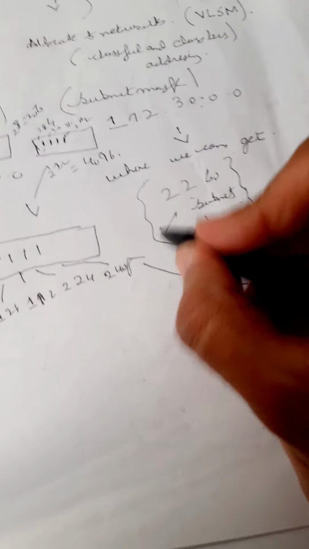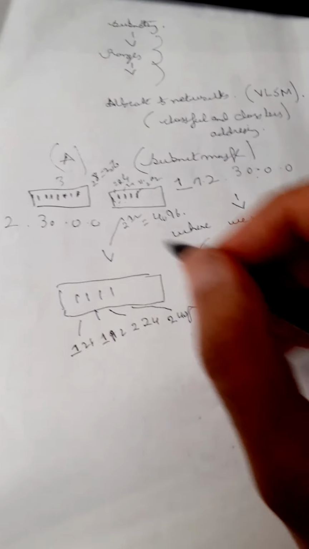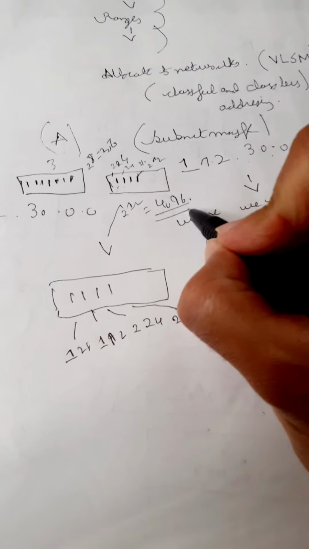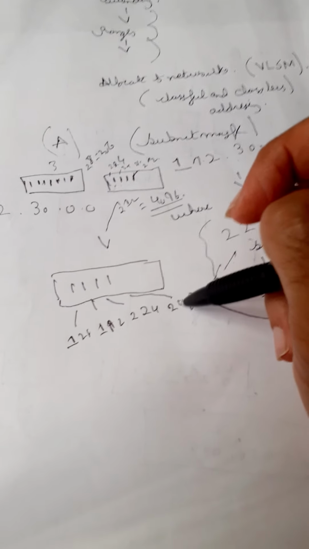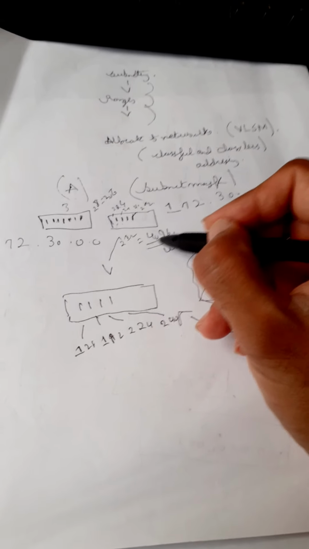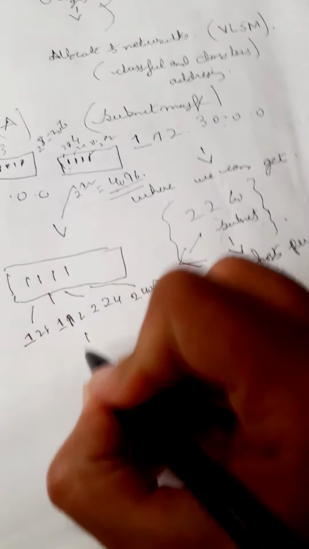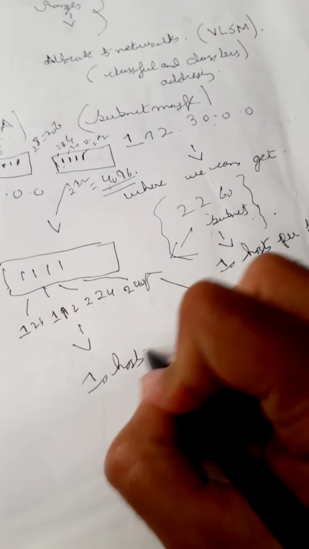So we have managed to achieve these 2260 subnets, because 2 power 12 is 4096. So with 240 as a table value, we have achieved this. Now we need to achieve the next part, and that's 10 hosts per subnet. So 10 hosts per subnet.